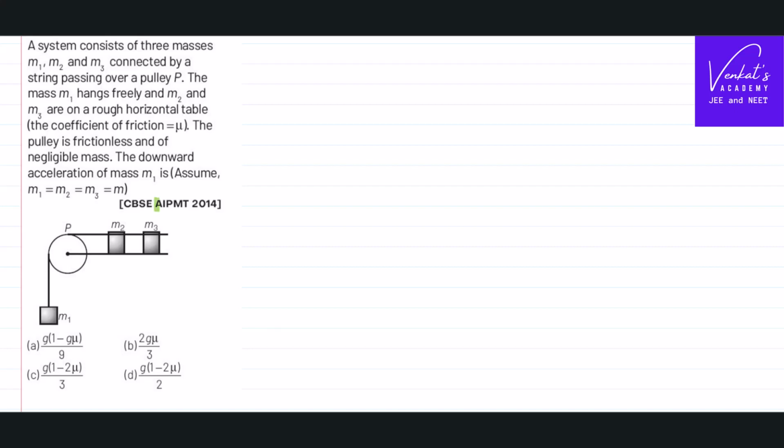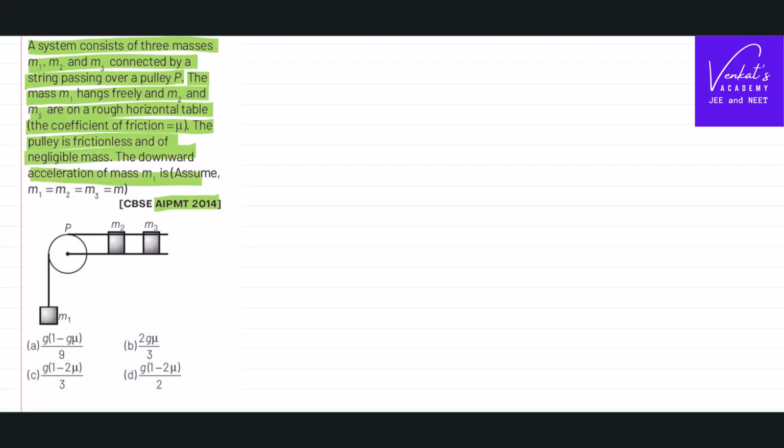The AIPMT 2014 question from friction. The problem is like this. A system consists of three masses M1, M2, and M3 connected by a string passing over a pulley as shown. You can see the diagram. Mass M1 hangs, M2 and M3 are on a rough horizontal surface of the same coefficient of friction mu. The pulley is frictionless and of negligible mass.